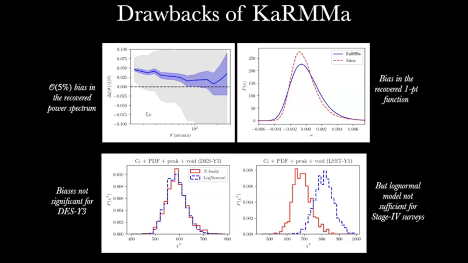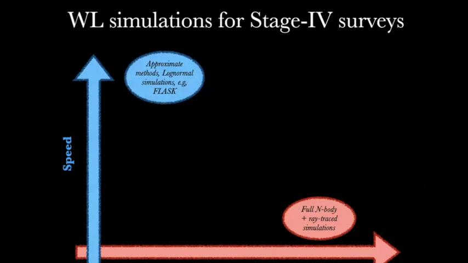This is related to a broader problem in weak lensing cosmology today. Any simulation method that we can devise usually has a trade-off between speed and accuracy. Approximate methods such as the log normal simulations that we talked about are usually fast, but they lack accuracy. To get more accurate simulations, we need to run a full N-body simulation and then do ray tracing simulations to get accurate weak lensing simulations. In general, any method that we can come up with usually lives in this part of the space of speed and accuracy.